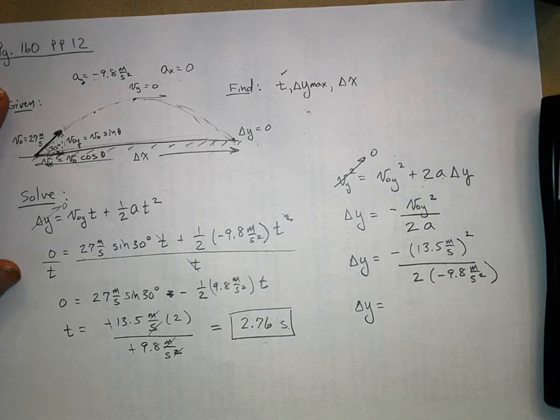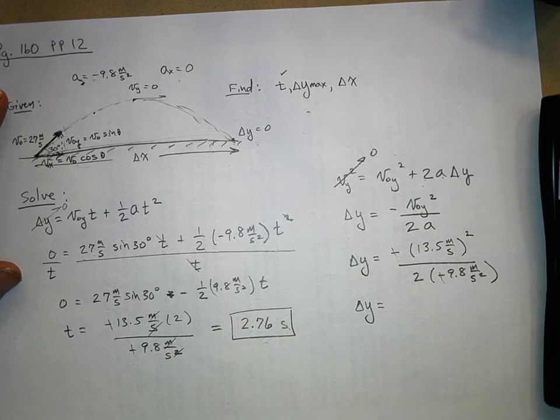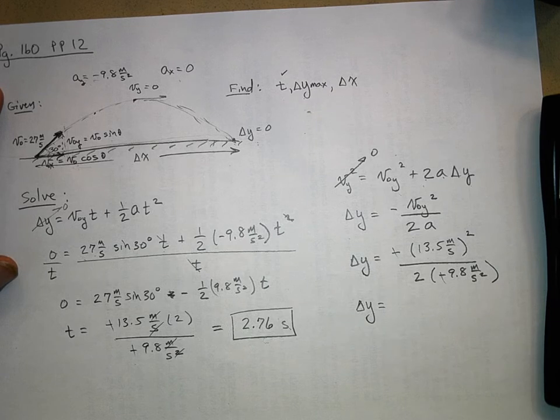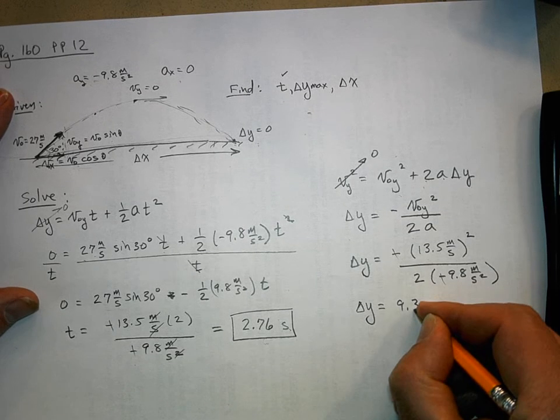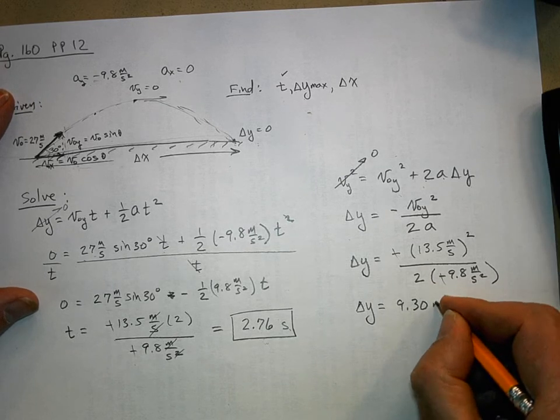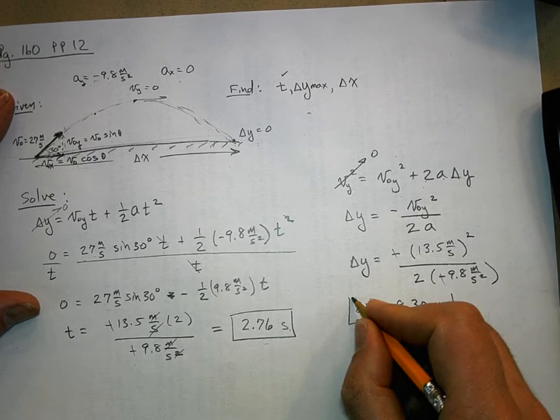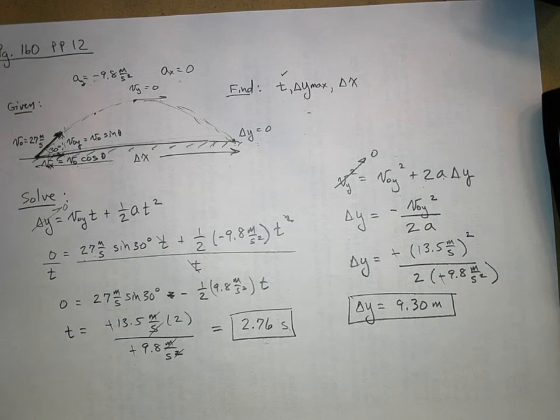So I'm going to go, first of all, the negative goes away. Got to square that. Divided by 2 times 9.8. And you get 9.30 meters. So it's going to be a little under 10 meters high. Does that make sense? Any step in here?